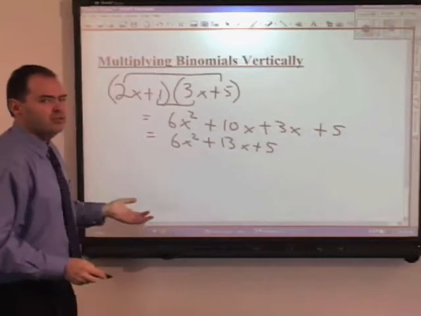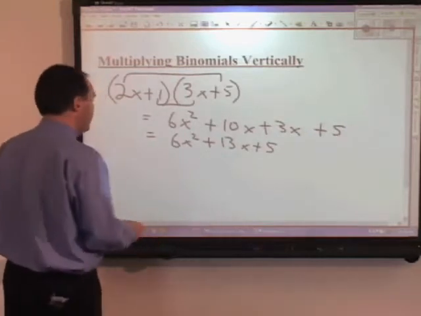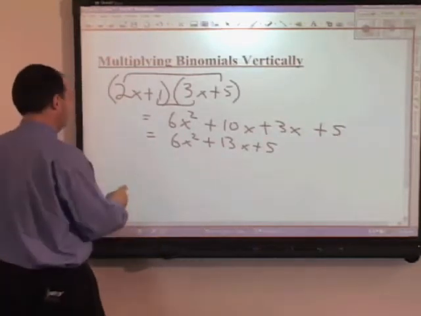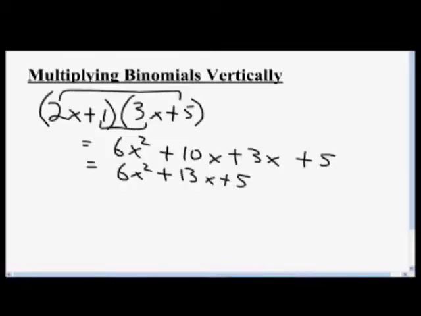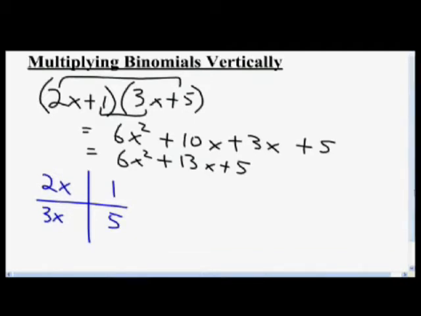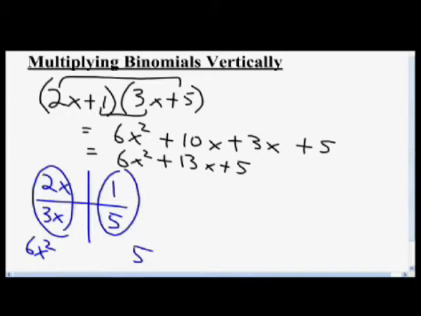All right, I'm going to show you a vertical method for multiplying binomials that will be handy when we begin factoring these trinomials. This time I'm going to set up my binomials as follows: 2x and 1 on the top, and in sort of a table format, the second factor, 3x and 5, in the lower part of the table. Now to multiply, I'm going to multiply first of all the columns together to give me 6x squared. This column together to give me 5.